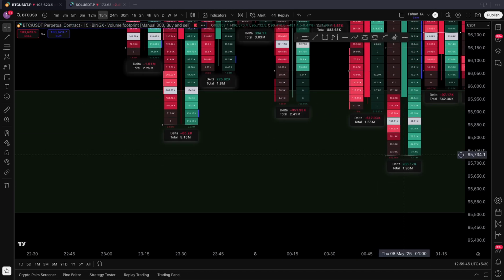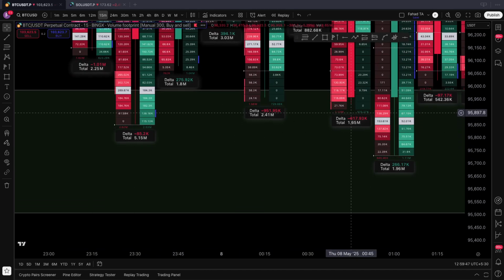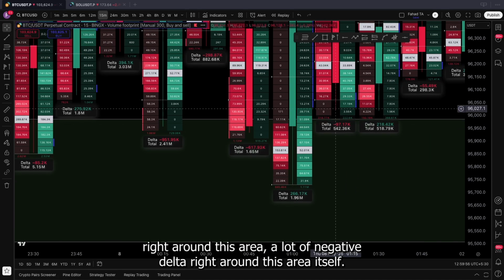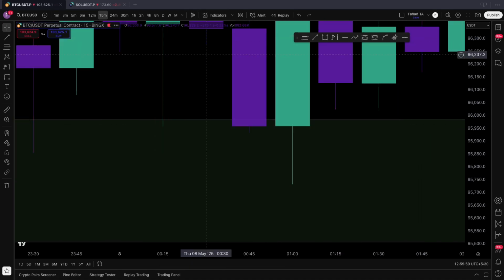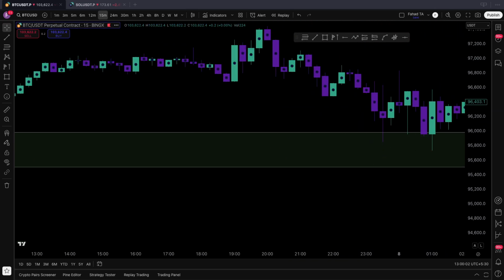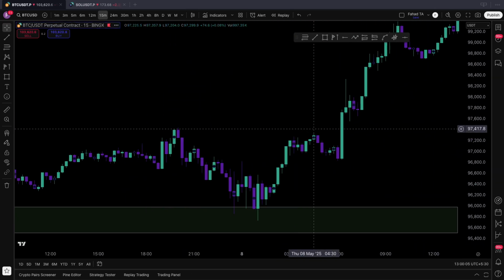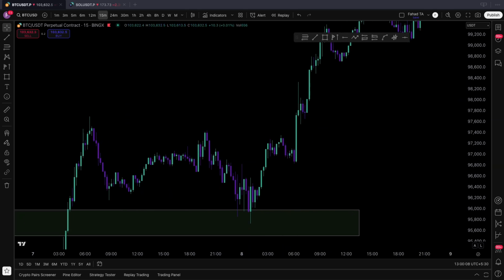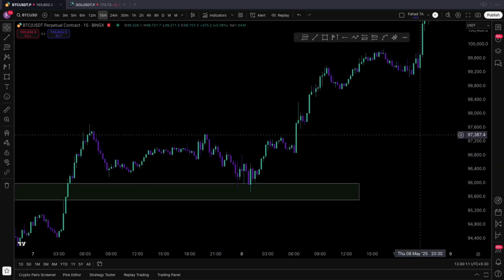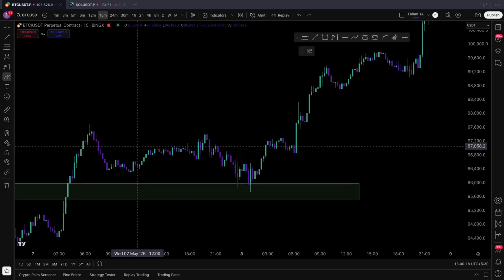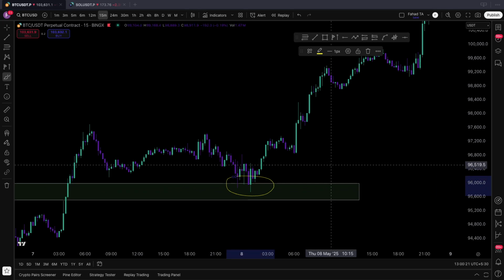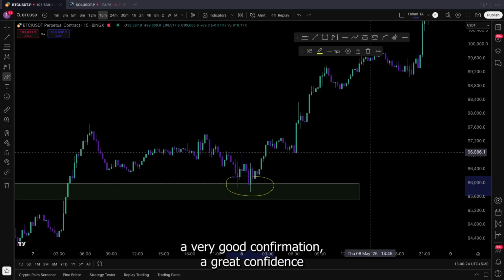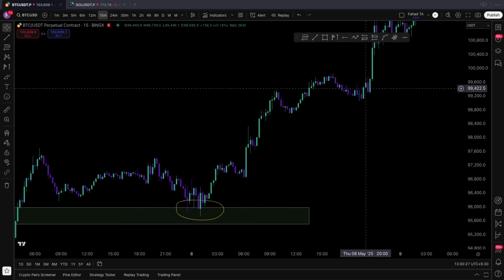If you look at the bottom, there is only negative delta. There is more than 840, 850k negative delta right around this area. A lot of negative delta right around this area itself. So if there were only sellers in this area, how were we able to push the price towards the upside, if there were majority sellers? Volume footprint makes it extremely clean and clear that sellers are actually getting trapped around this area, right at your zone of interest. So when you see a trap happening right at your level, it gives you a very good confirmation, a great confidence to get into a trade and then ride the wave towards the upside.